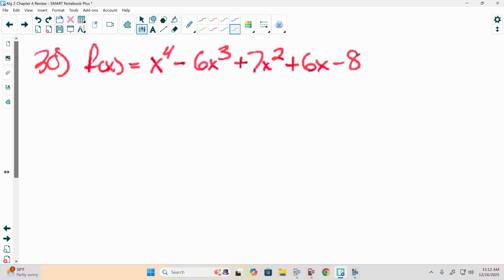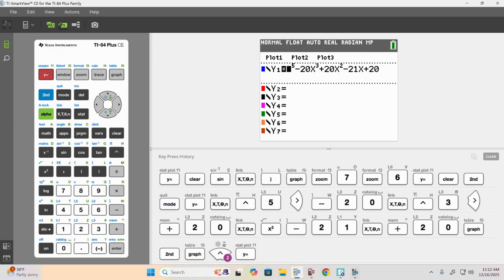Let's look at 30. x to the 4th minus 6x cubed plus 7x squared plus 6x minus 8. How many solutions am I looking for? 4, because the degree is 4. First place I would go is graph it. If it's going to give me zeros, might as well graph it.